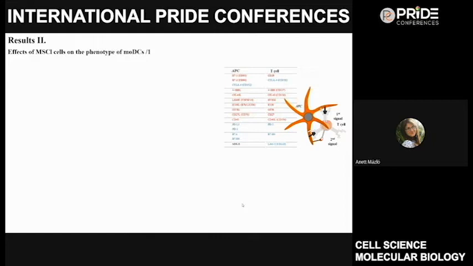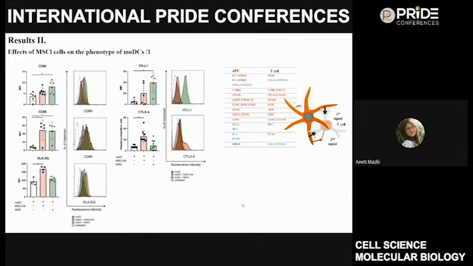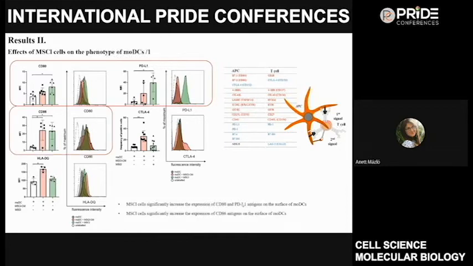To get insight into how the presence of MHC-CM, so conditioned media, or MHCl cells affects the phenotype of MODCs, we observed the expression of cell surface molecules by flow cytometry. As you can see here, based on our observations, the MHC cells significantly increase the expression of CD80 and PD-L1 antigens on the surface of the MODCs, while the cells and additionally the MHCs significantly increase the expression of CD86. Surprisingly, exclusively the MHC conditioned media was able to significantly increase the expression of HLA-DQ and CTLA4 molecules on the surface of the monocyte-derived dendritic cells.